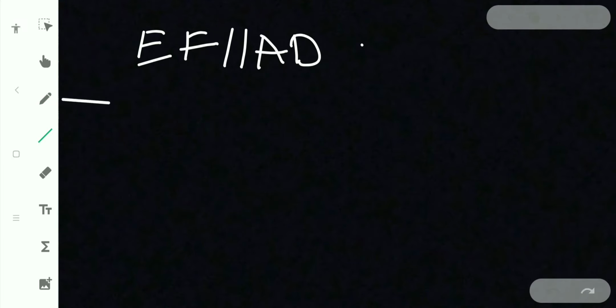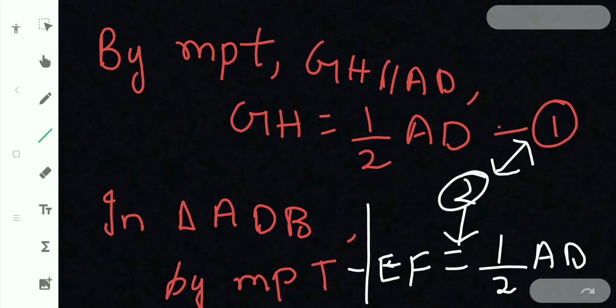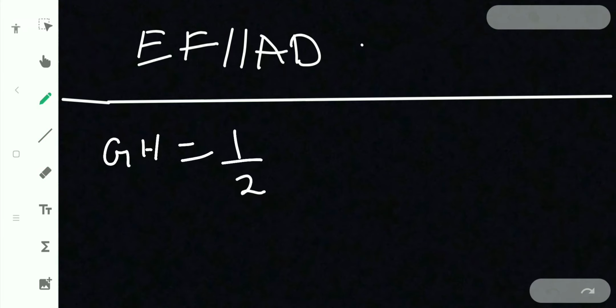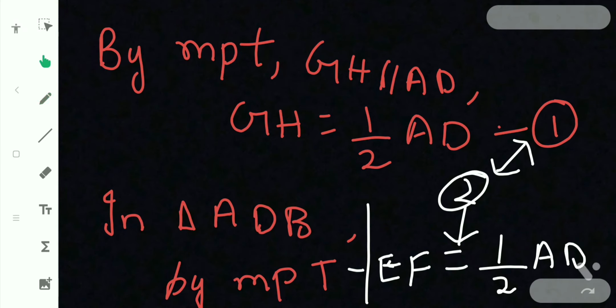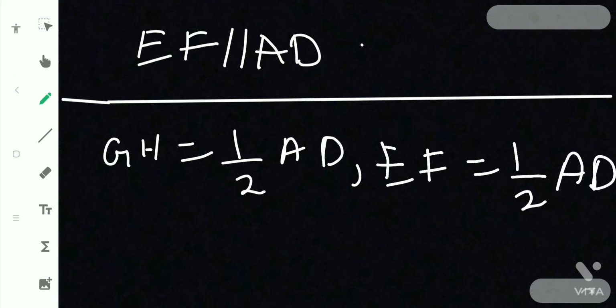So that you will be able to understand. Okay, GH is equal to half of AD, as well as EF is equal to half of AD. EF is also equal to half of AD.